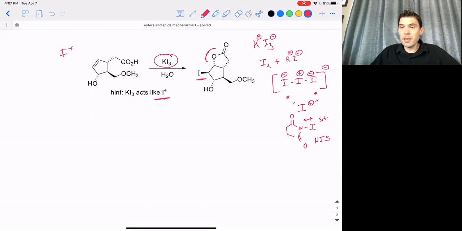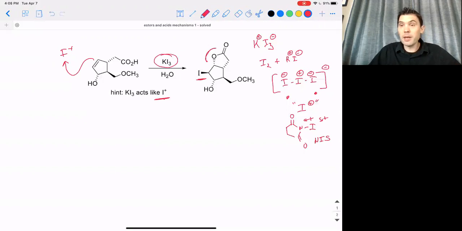And most alkenes then are good nucleophiles. And maybe not good nucleophiles, they're at least weak nucleophiles. And so they'll engage very powerful electrophiles. And that is exactly what it's going to do with I+ here.